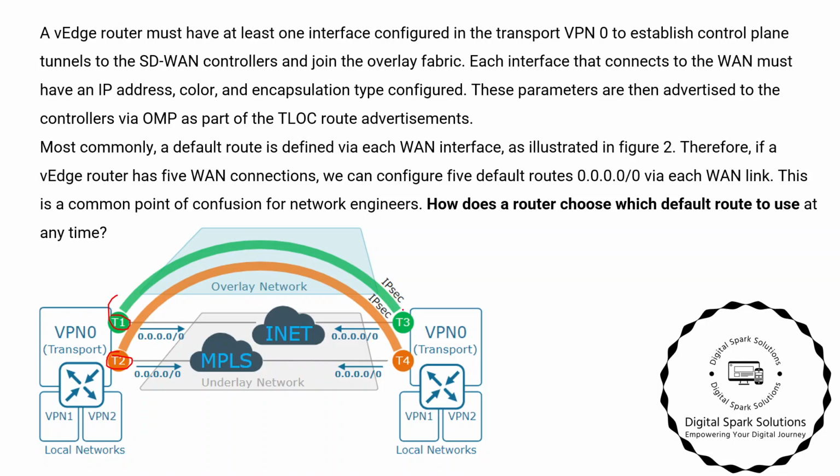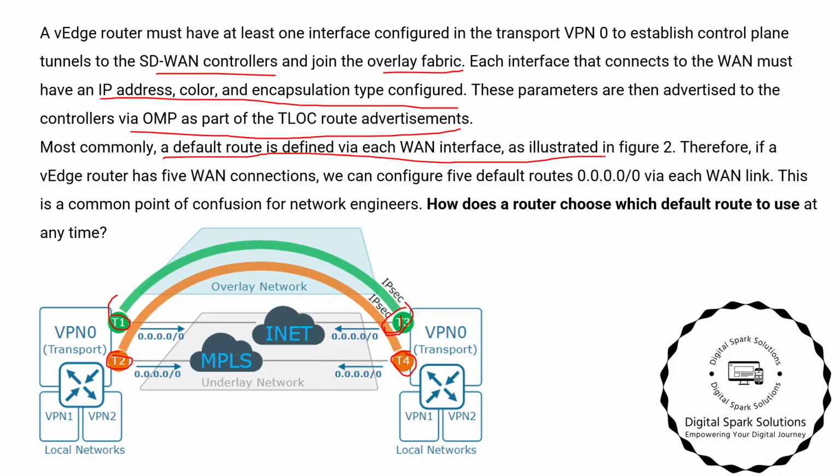A V-edge router must have at least one interface configured in the transport VPN 0 to establish control plane tunnels to the SD-WAN controllers and join the overlay fabric. Each interface that connects to the WAN must have an IP address, color, and encapsulation type configured. These parameters are then advertised to the controllers via OMP as part of the TLOC route advertisements. Most commonly, a default route is defined via each WAN interface, as illustrated in Figure 2. Therefore, if a V-edge router has 5 WAN connections, we can configure 5 default routes 0.0.0.0/0 via each WAN link.